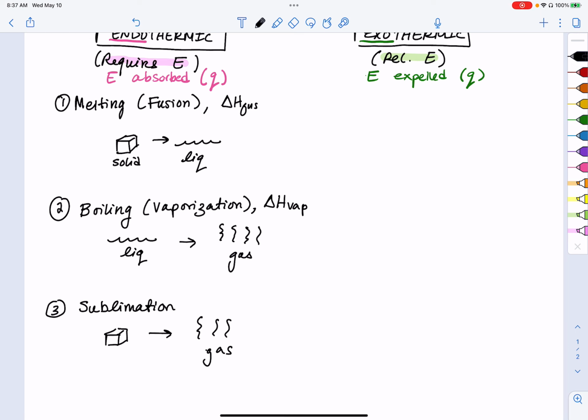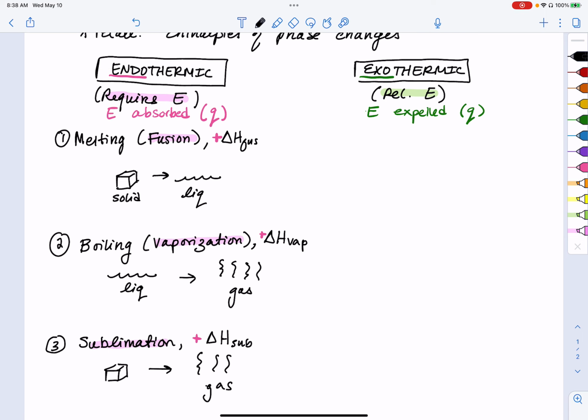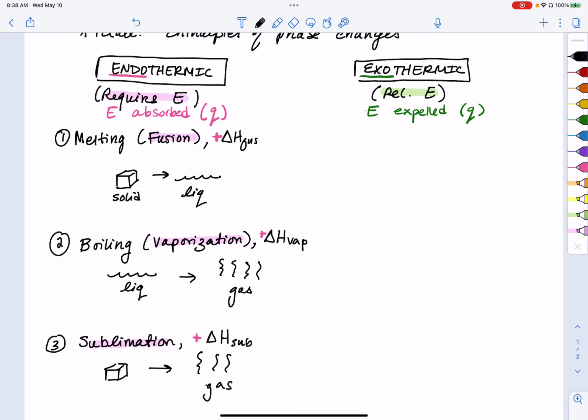So all of these are phase changes that require energy: fusion, vaporization, and sublimation, meaning that all of the signs of these enthalpies are going to be positive. So I've got the positive heat or enthalpy of sublimation. So those are the phase changes that require energy.